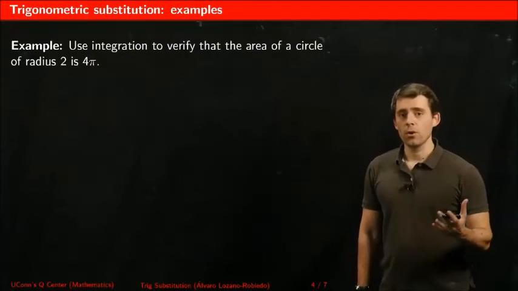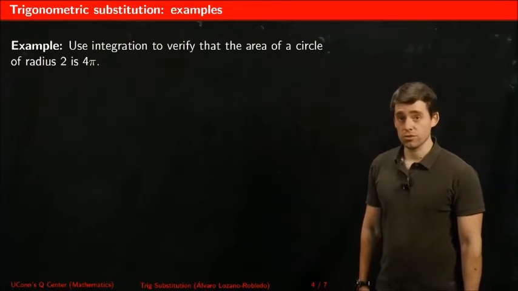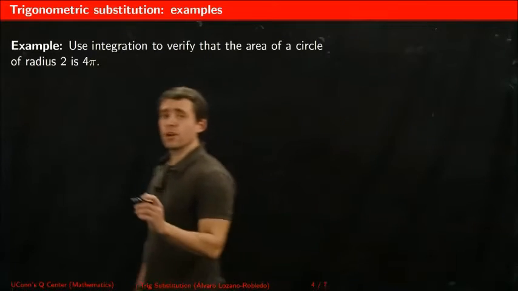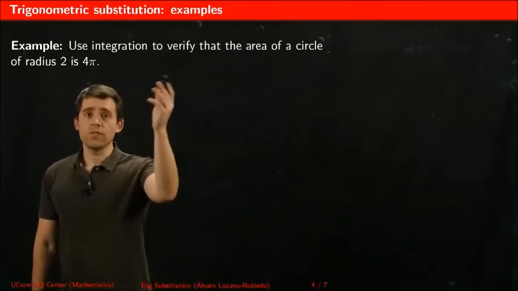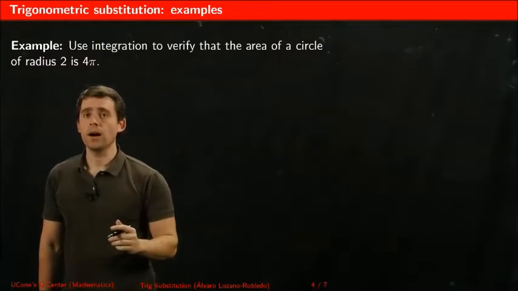OK, so now we're going to solve a problem where we are going to be using the method of trigonometric substitution to solve the problem. Let's start by setting up the problem. We need to prove that the area of a circle of radius 2 is 4 pi.